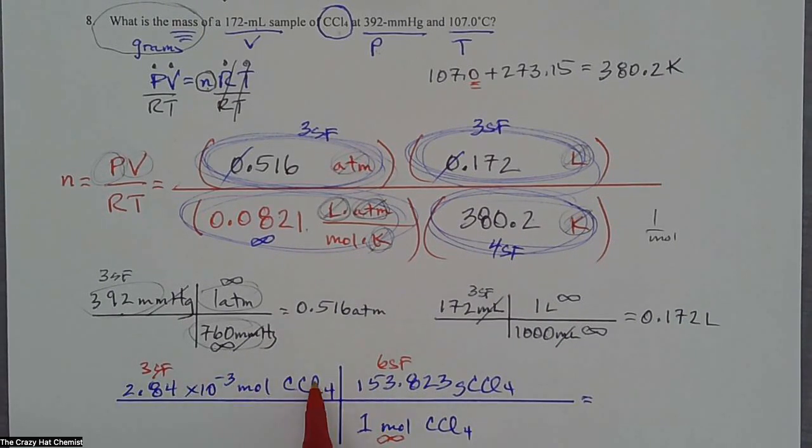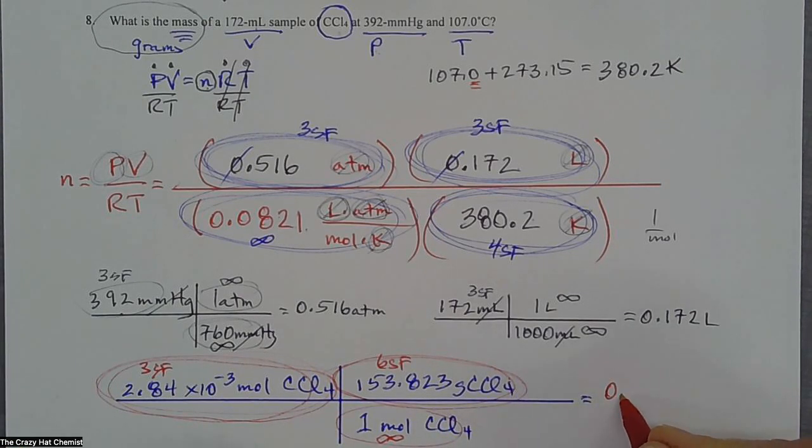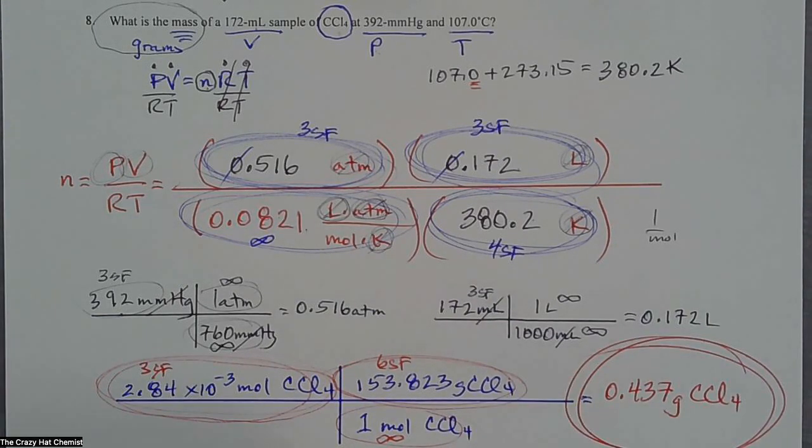So I'm going to take in my calculator 2.84 times 10 to the negative 3 times 153.823 divided by 1. I'm going to round this number to 3 significant figures. That's 0.437 grams CCl4. And that is my final answer on this problem.